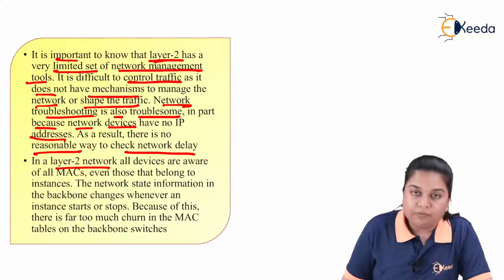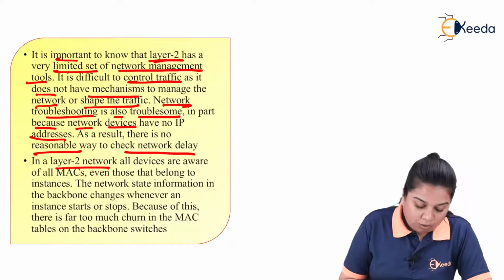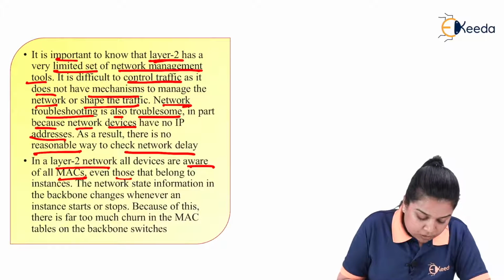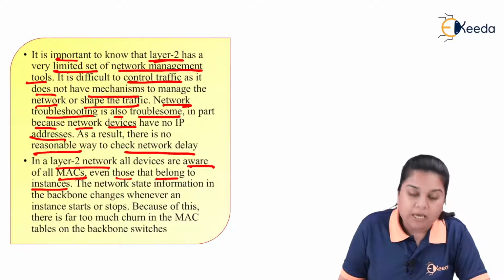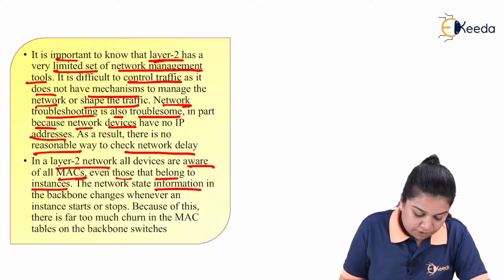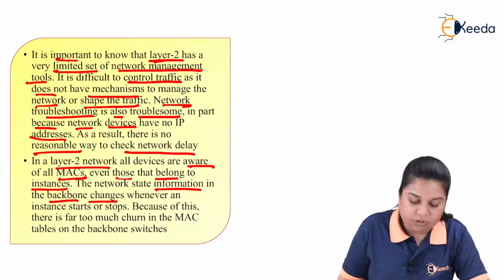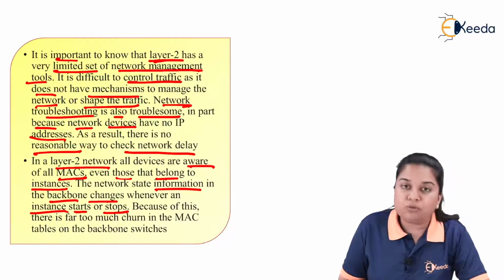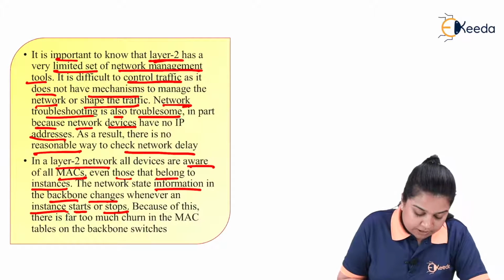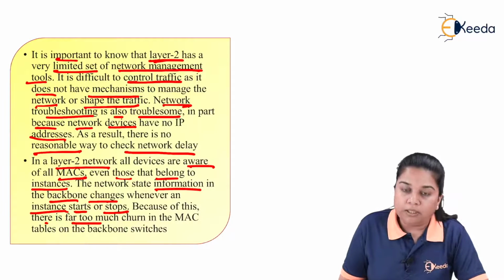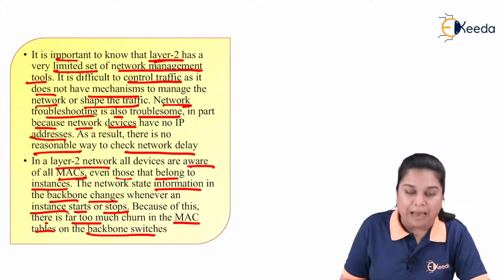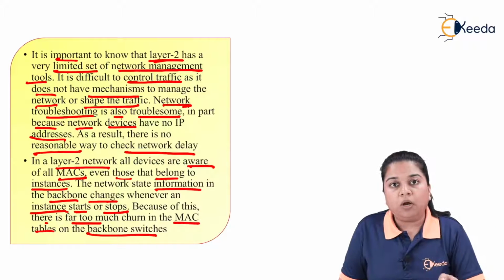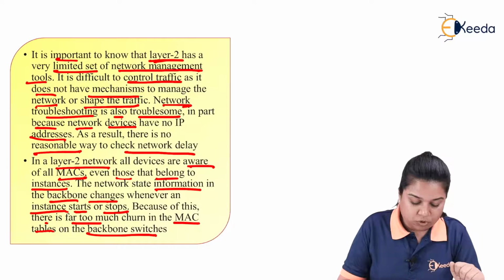In an L2 network or layer 2 network, all devices are aware of all MACs, even those that belong to instances. The network state information in the backbone changes whenever an instance starts or stops. Because of this, there is far too much churn in the MAC tables on the backbone switches when we are in the L2 or layer 2 networking architecture.